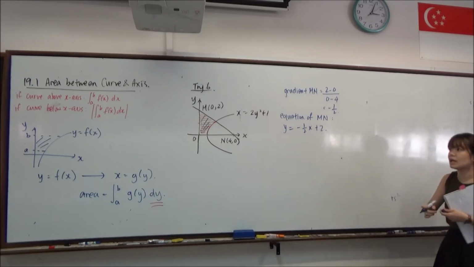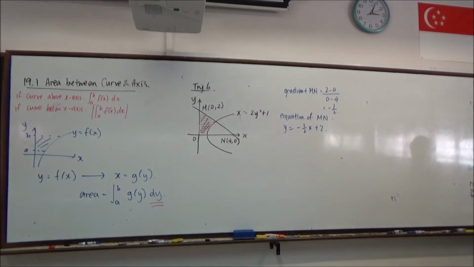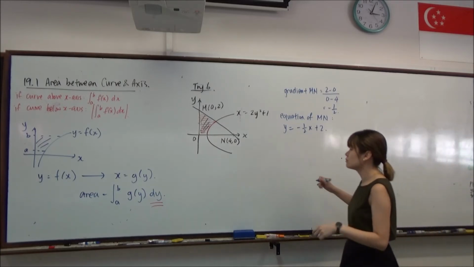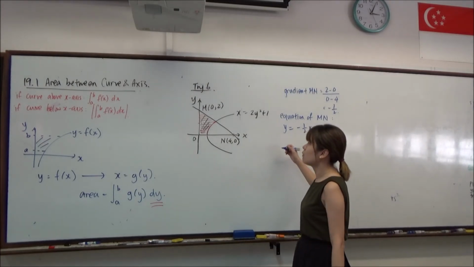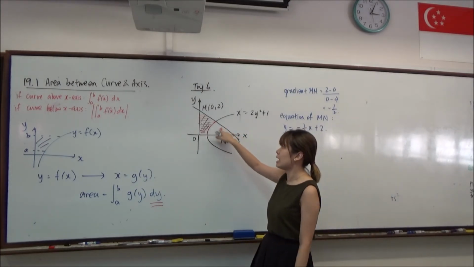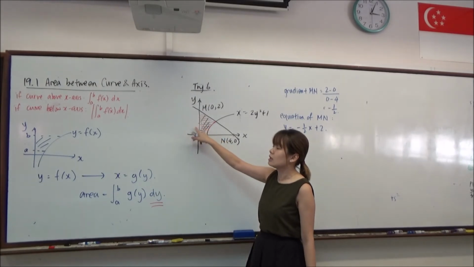Okay, the equation of the line M is y equals negative half x plus 2. Why is it that I can get the equation so easily? Because we are given the y-intercept to be 2 at M itself. So now we can find out what is the area between the line MN and the y-axis.